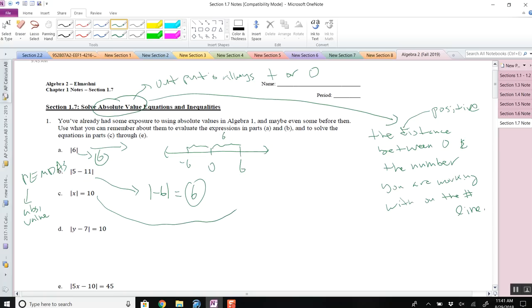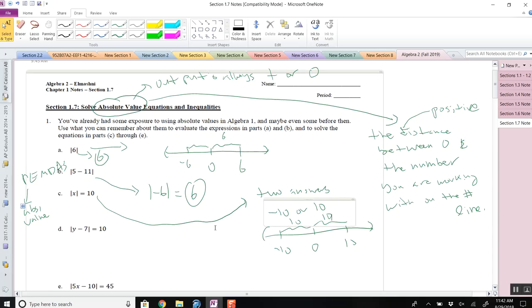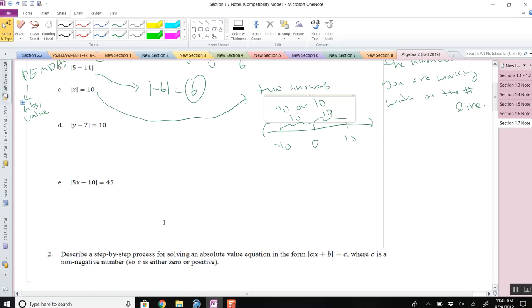Now for part C, there are two answers. You can get negative 10 or 10. Because again, if you draw a number line, here's 0, here's 10, here's negative 10. Both of those numbers have a positive distance of 10 from 0. So usually you're going to see two answers when you're solving an absolute value equation. And that's actually going to be one of the other questions in the video, but we'll delve deeper into that later in this video.